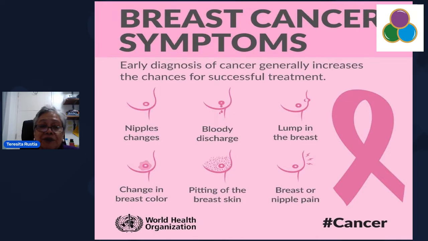Breast cancer symptoms. Changes in the nipple, especially if there is discharge. What else? A lump in the breast. You could feel something there that is a little bit hard compared to the other tissues. Changes in breast color, and pitting of the breast skin, just like the skin of an orange or of a citrus fruit. There are pittings in it, and at the same time, breast or nipple pain.